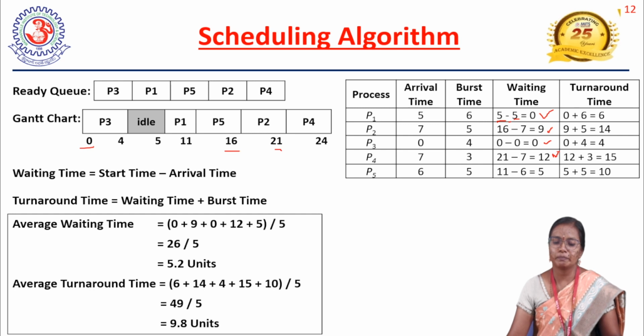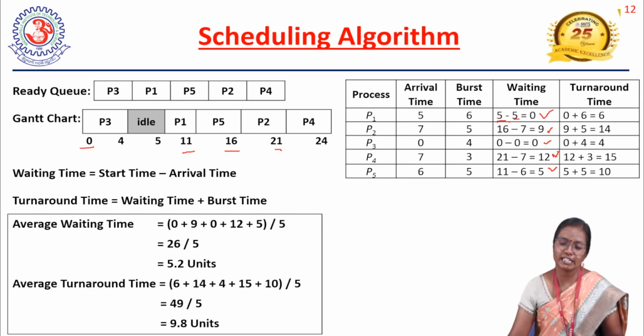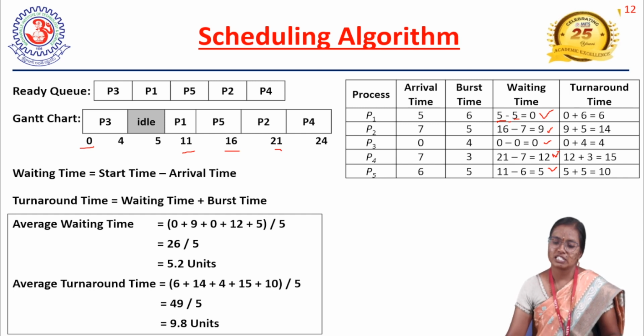For process P5, the starting time is 11, arrival time is 6. So 11 minus 6, we will get 5. So this is the waiting time of the corresponding process. Process P1 waits only 0 milliseconds. It does not wait; it is admitted directly into the CPU for execution. P2 waits up to 9 milliseconds, 9 units of time, before execution starts.